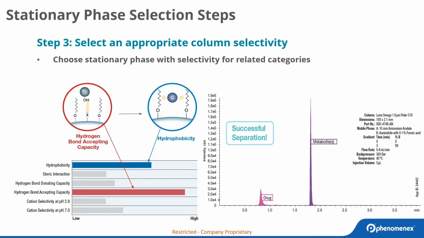Also, many column vendors have these kinds of selectivity charts based on really similar guidelines. So they're out there, right? If you were looking at a drug and a metabolite, you would then have a successful separation of those two analytes, because you've chosen something that will offer different interactions for the different analytes that you are trying to separate.